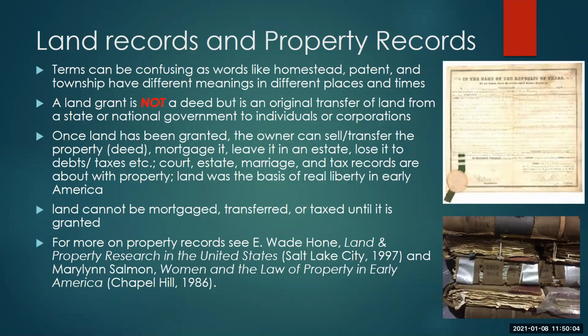This is the reason that married women were not allowed to own property. This is the reason that slaves were not allowed to own property. And in fact, even free black people were not allowed to own property in some places. Land cannot be mortgaged, transferred, or taxed until it is granted. You can live on a piece of property your entire life, but if that land has never been granted, then that land is not yours.